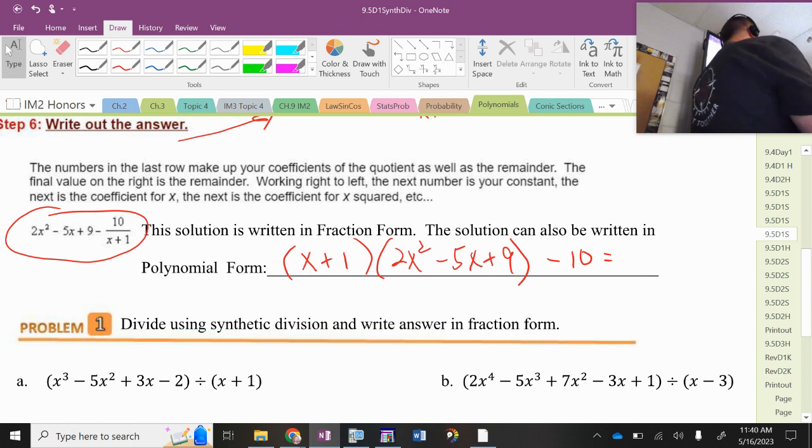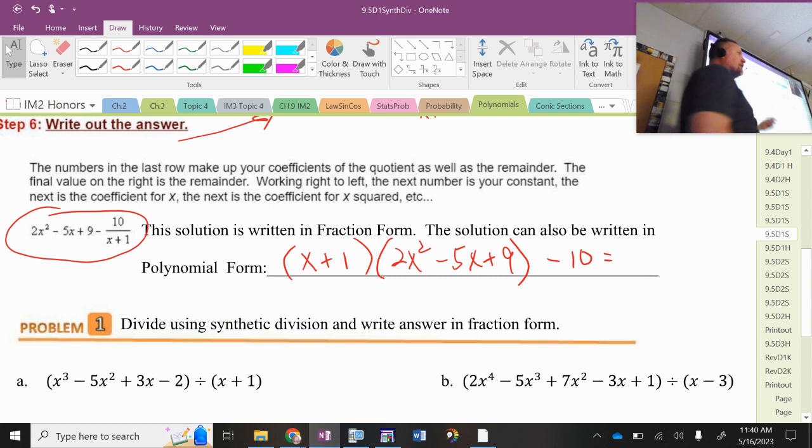So I like equating it to the 45-7 and remainder 1 question, which everyone knows is true. If I divide and get this answer, if I multiply, I'll get the answer back. And that's the point of that one. We're only going to do fractional form.